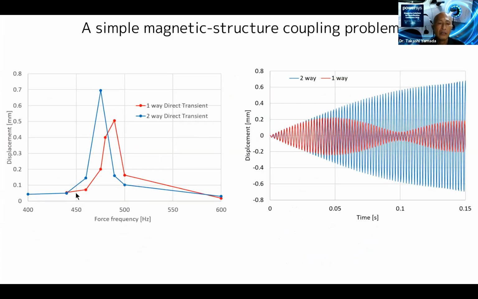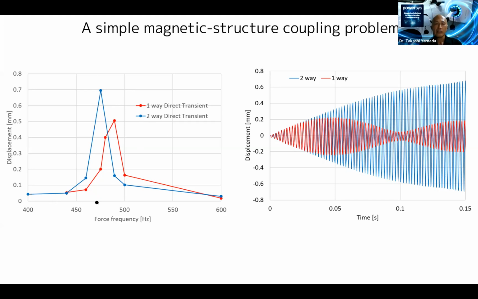This red line shows the one-way calculation result. By the way, the horizontal axis is the frequency, and the vertical is the displacement. And the two-way is this one. So the peak point is different now. And the right-hand side is showing the displacement history at this frequency point.